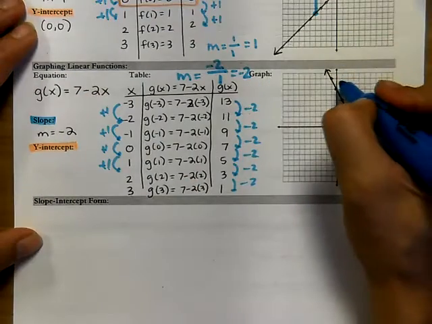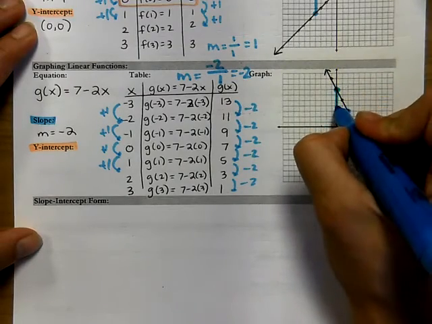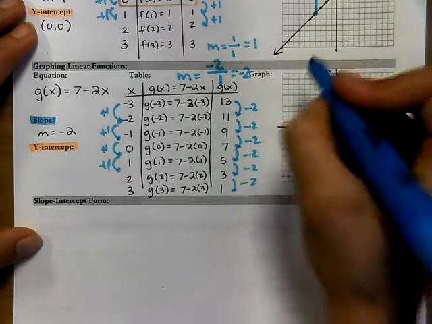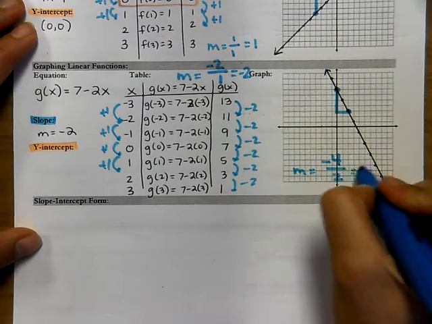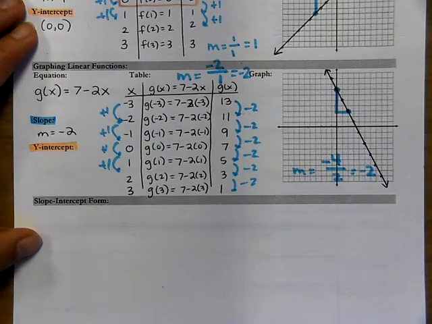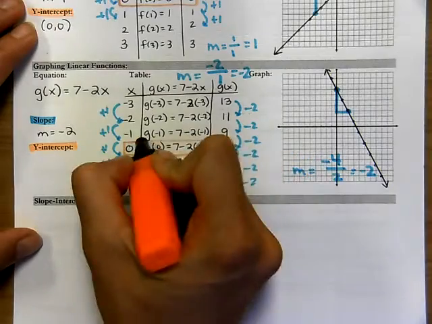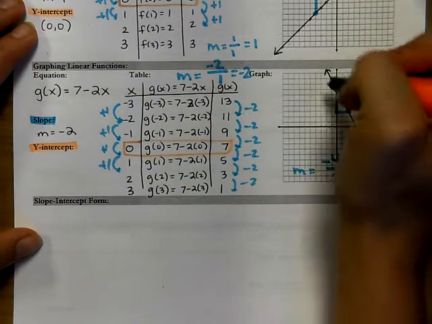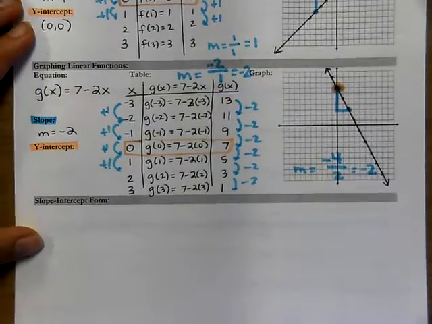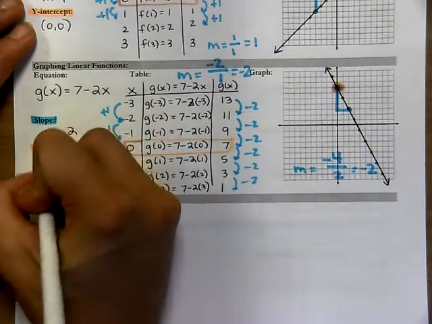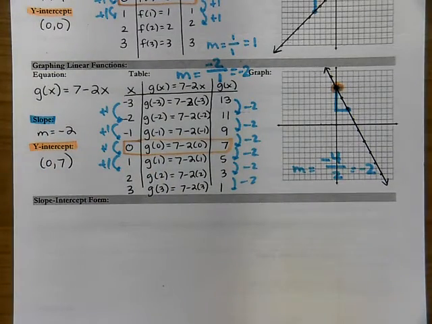In the graph, I can pick any 2 points. These 2 points here, I go down 4, right 2. So my slope would be -4 over 2, or -2. The y-intercept is when x is 0, so right here, where the graph crosses the y-axis. So both of those coordinates are 0, 7. So either way I could find that y-intercept.